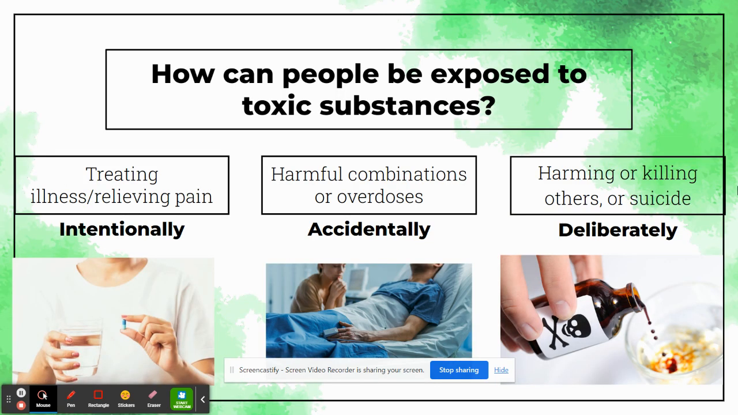So typically when we look at exposure to toxic substances, there's three major categories that toxicity could fall under. An intentional exposure to something toxic would be someone who's choosing to take something to try to make them feel better, whether that be they have pain, or they're not feeling well, like with an illness, but they are choosing to take it, they're intentionally consuming it.